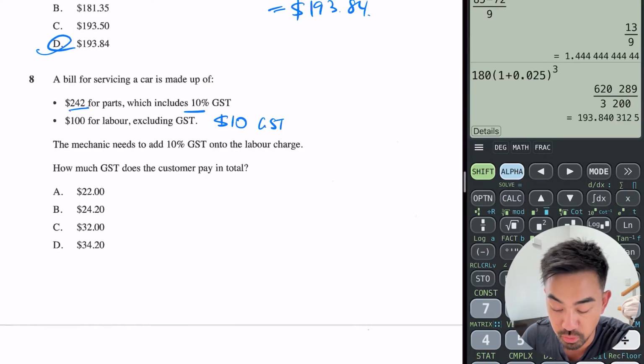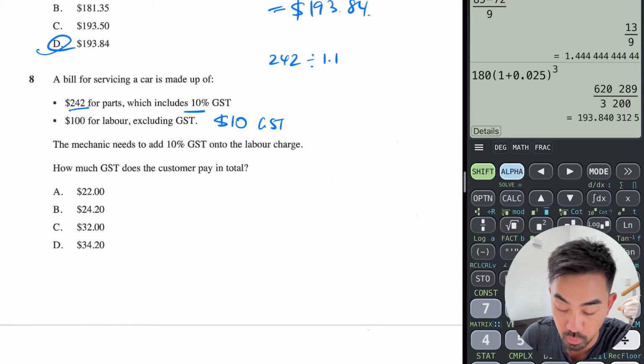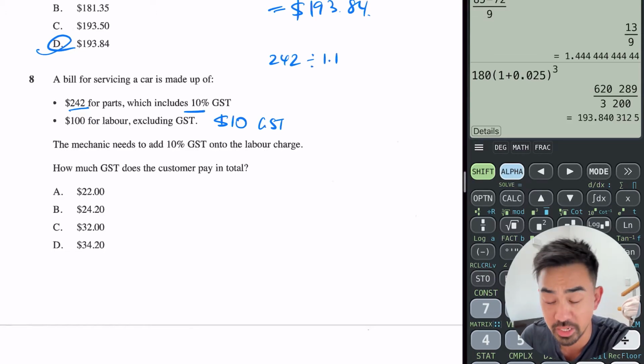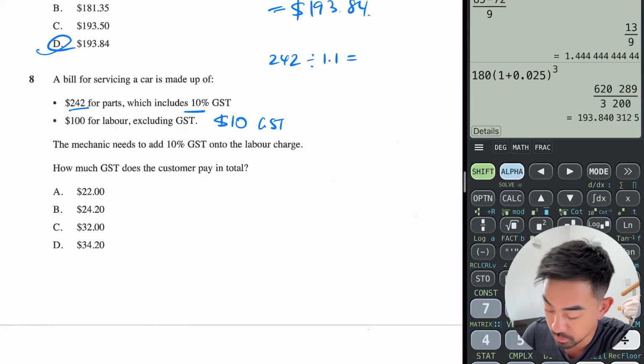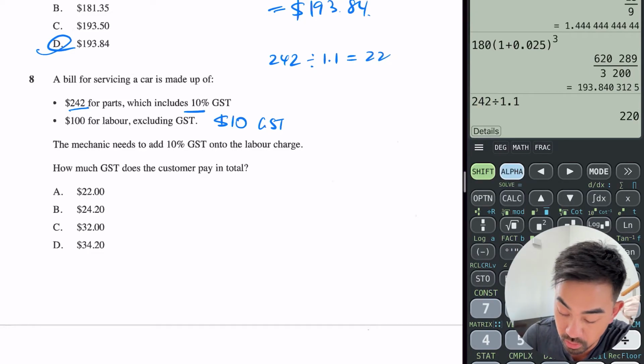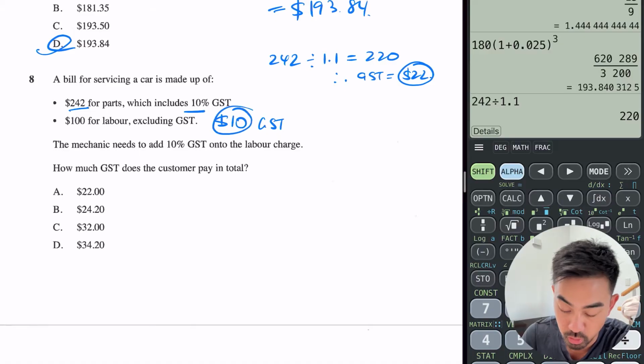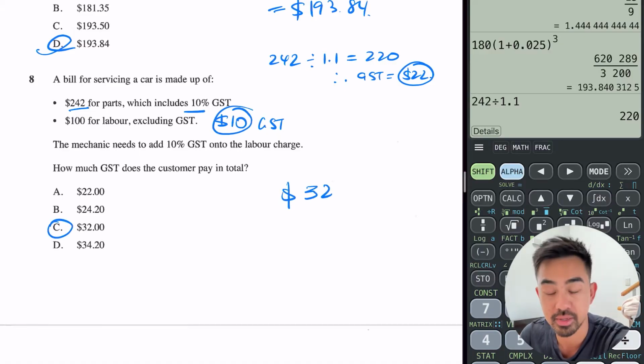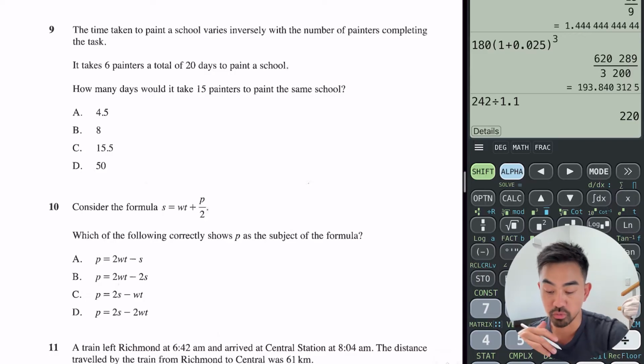Okay, that 242 includes 10%. So the original price must have been 242 divided by 1.1. That's an increase of 10%. So 242 divided by 1.1 is 220. So therefore the GST must be the difference. So I think that's $22. Yeah. The 22 plus 10 is 32. So 8C.